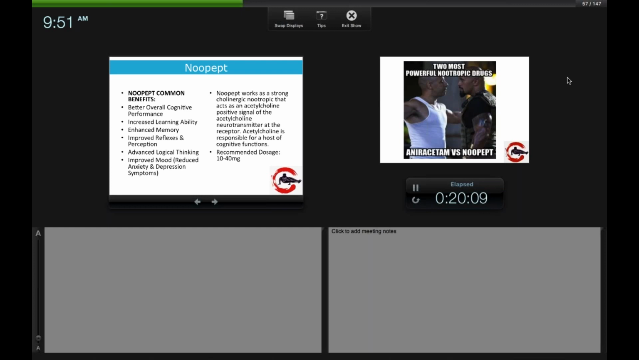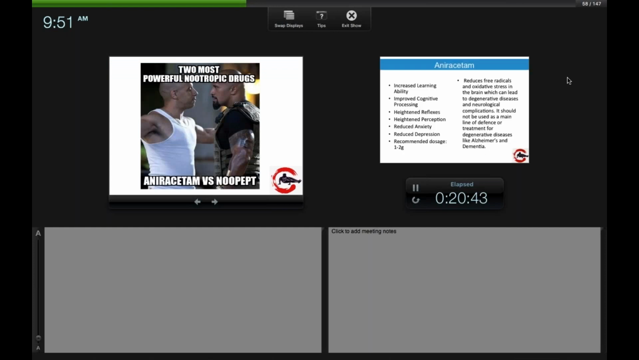And once again, NOPEP works as a strong cholinergic nootropic that acts as a positive signal of the acetylcholine neurotransmitter at the receptor. So remember, those receptors, you want to make sure that they're very receptive to taking in these neurotransmitters, and that's what NOPEP will help you do. It does feel really cool. You can learn things much quicker on NOPEP. Acetylcholine is responsible for a host of cognitive functions. It's been studied in anxiety and depression primarily, and the outcomes are pretty incredible.